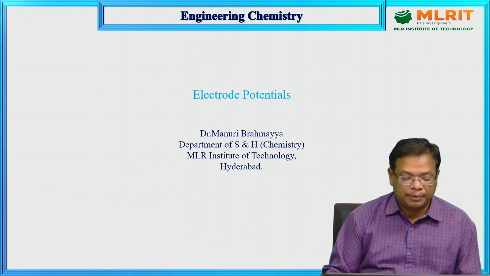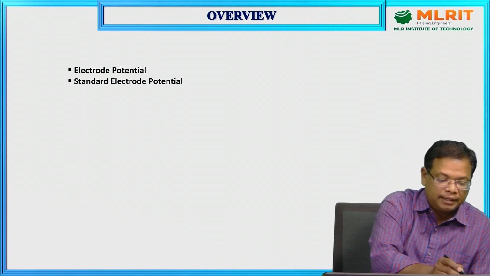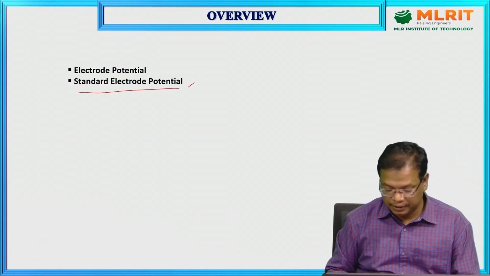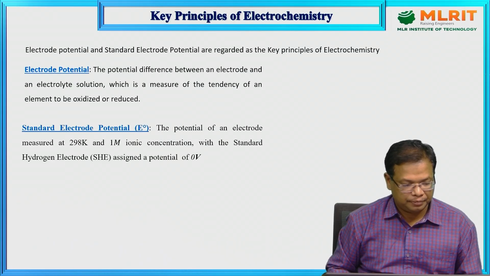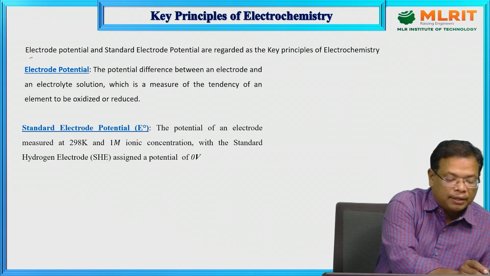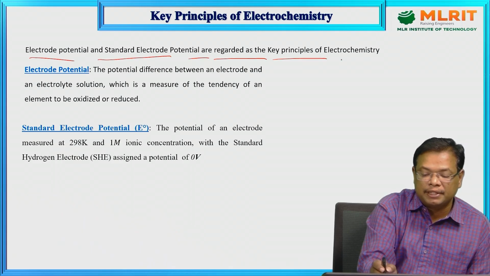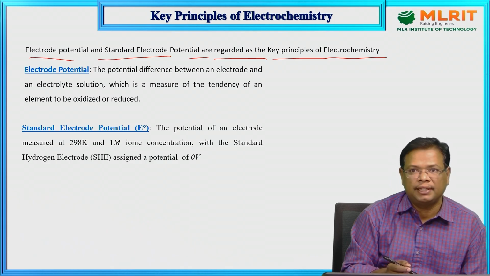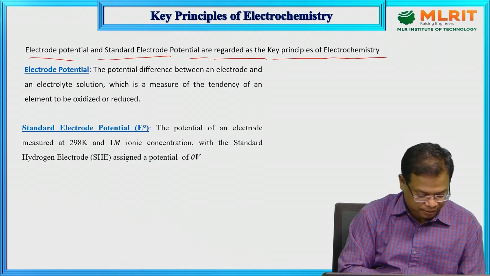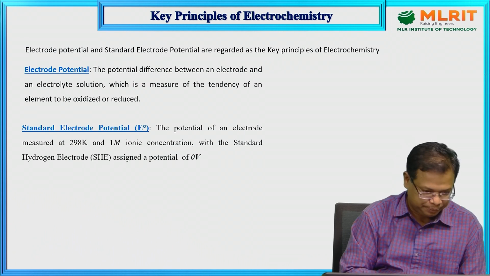Today I am going to talk about electrode potentials, and standard electrode potential. We can talk about these two topics today. Electrode potential and standard electrode potential are regarded as the key principles of electrochemistry. Without these terms, without these definitions, we cannot move in electrochemistry. So the students must understand these two terms. Otherwise, we cannot understand the complete electrochemistry.